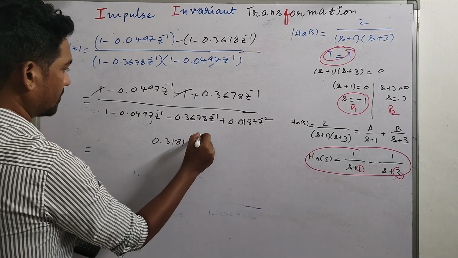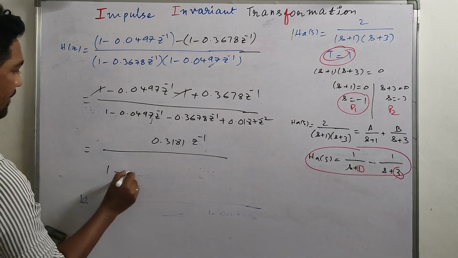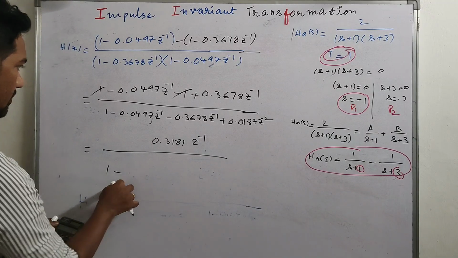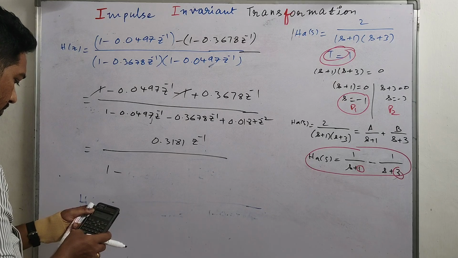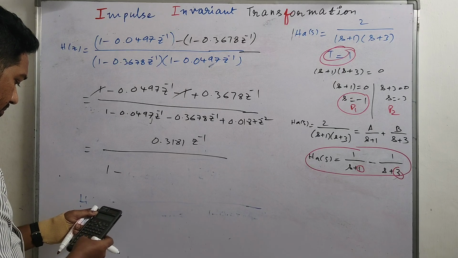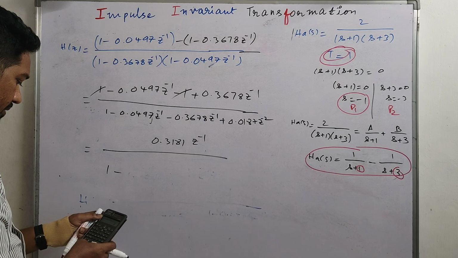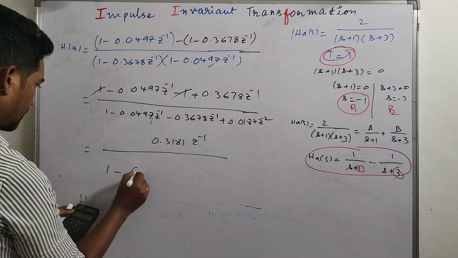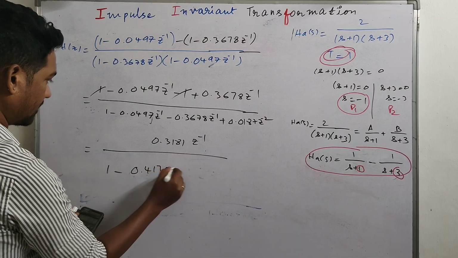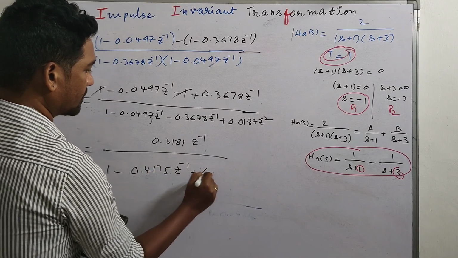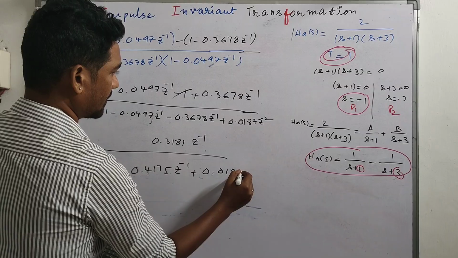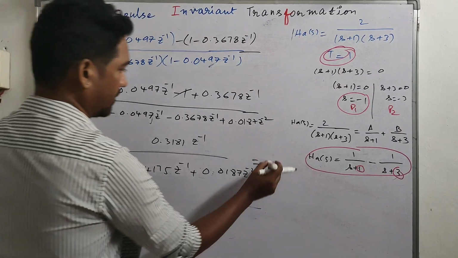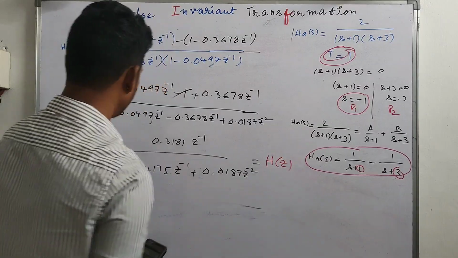that will give us 0.3181 z raised to minus 1 upon 1 minus, guys, 0.0497 plus 0.3678, which will be 0.4175 z raised to minus 1, plus 0.0187 z raised to minus 2. And this is the required digital filter. That's it.